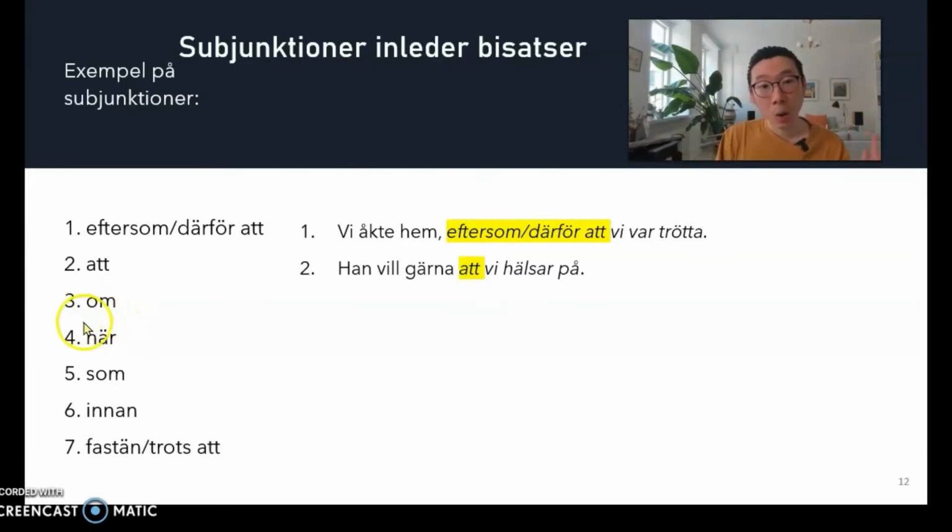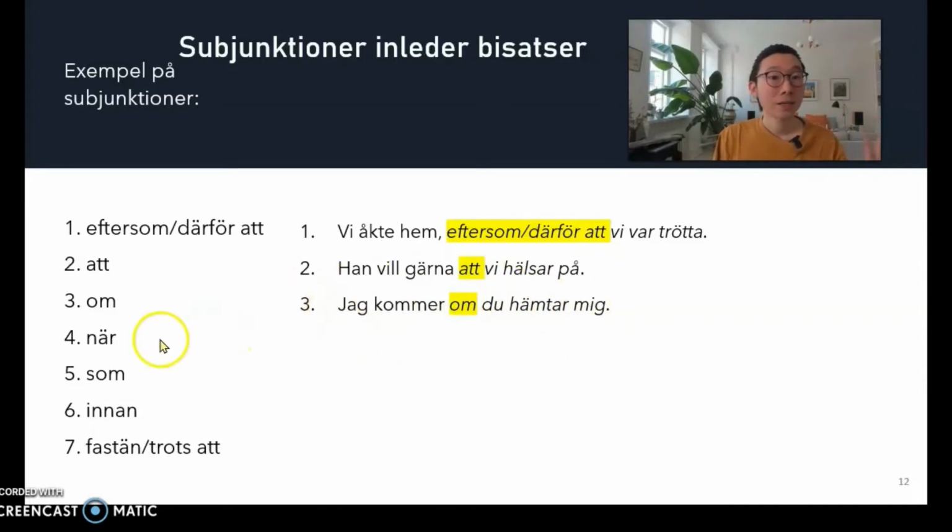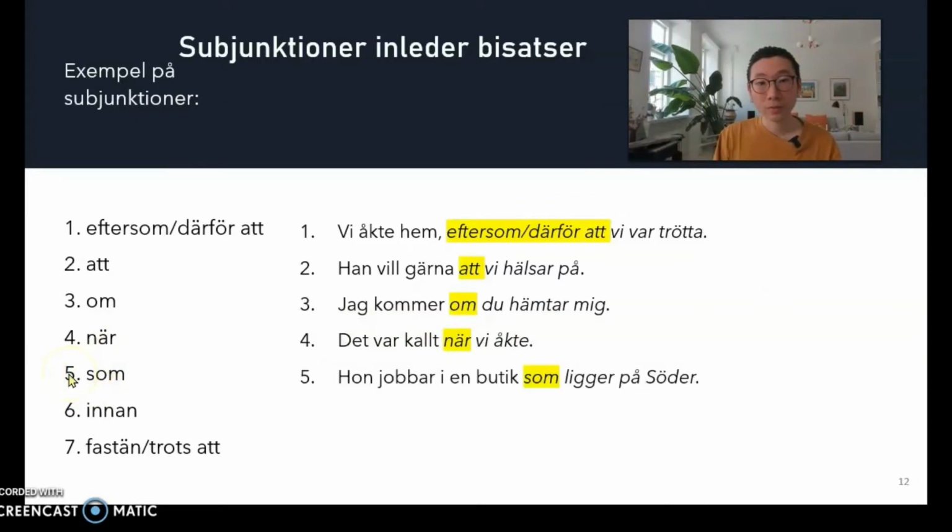Okej, nästa om. Om betyder if. Jag kommer om du hämtar mig. I'm coming if you pick me up. Nästa när, when. Det var kallt när vi åkte. It was cold when we traveled. Nästa som. Hon jobbar i en butik som ligger på Söder. She works in a shop that locates in Söder. Södermalm, here in Stockholm, we're referring to when we say Söder.